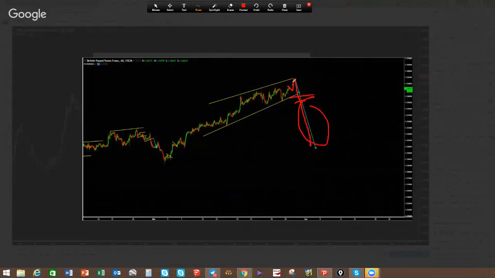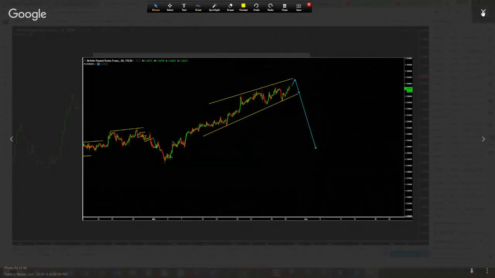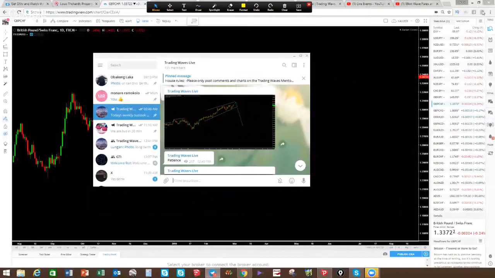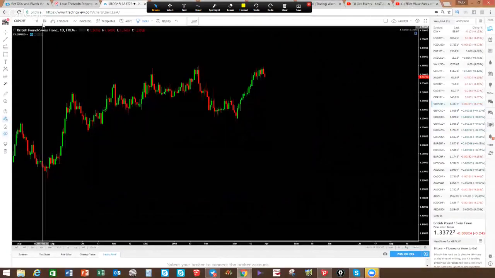So let's go back to the chart. This is the move that we're expecting. These are charts that we post in our premium group. So that's the move that we're expecting. As you can see, this is the daily. Let's go into the long time frame, 4 hour.